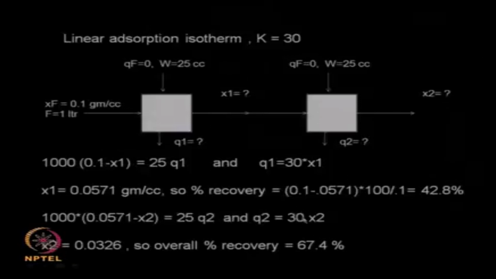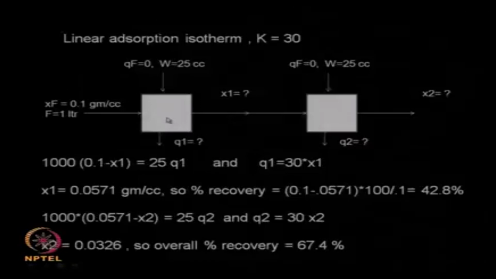So that means the constant remains the same irrespective of the concentrations, because initially the concentration x1 may be very high, but later on x2 will be lower than x1, x3 will be lower than x2 and so on, but still we assume that this constant in the linear adsorption isotherm does not vary. Generally that is what you assume, but in reality it may change and it may take different values depending upon the concentration of the solute which you are trying to adsorb.